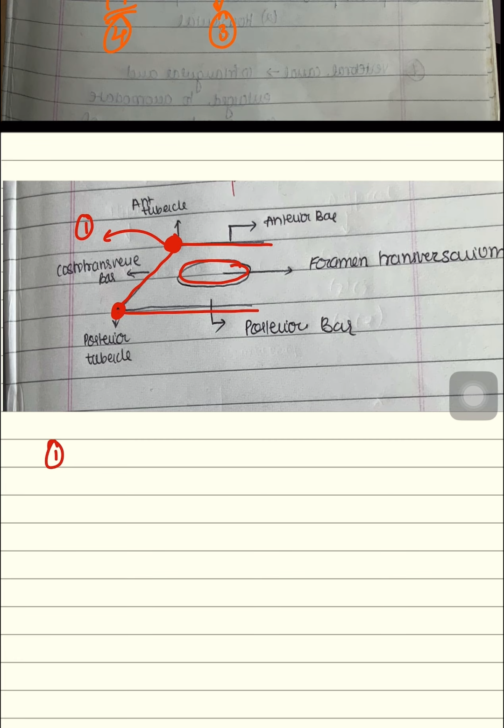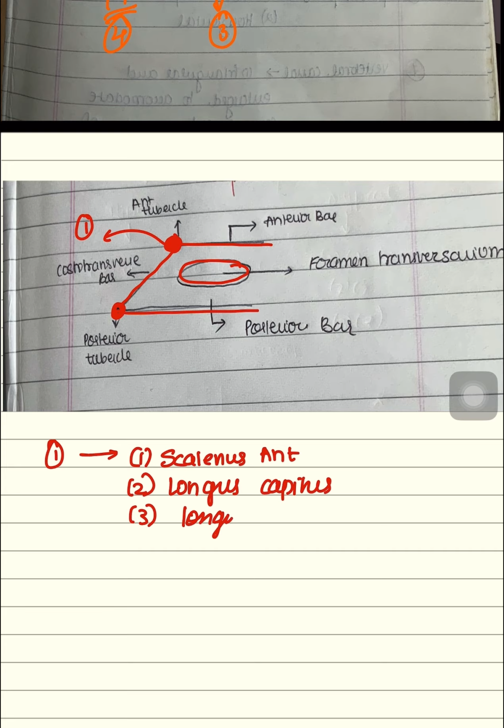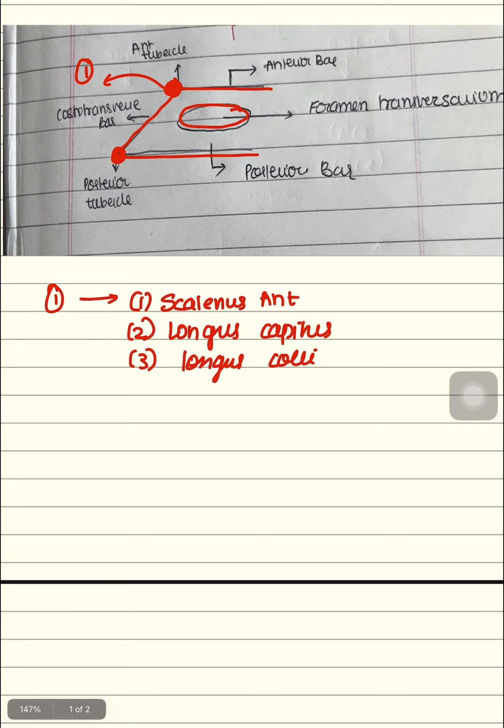There are 3 attachments on the anterior tubercle, namely scalenus anterior, longus capitis, and longus colli. This is the posterior tubercle. I'm marking it as number 2. On the posterior tubercle, we have the attachment to splenius capitis.